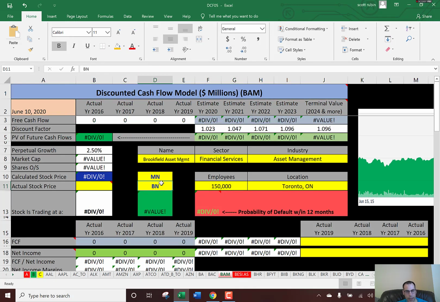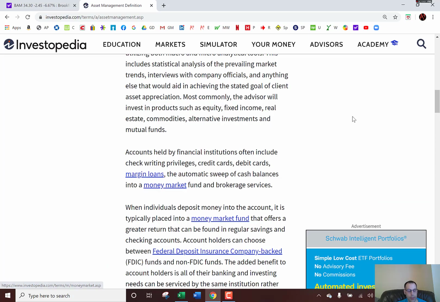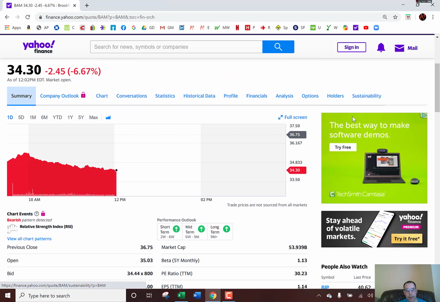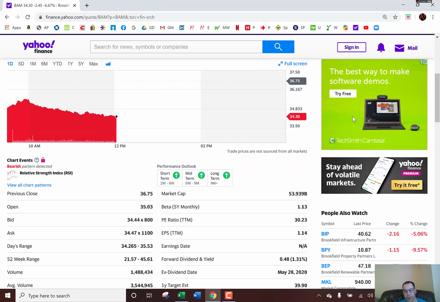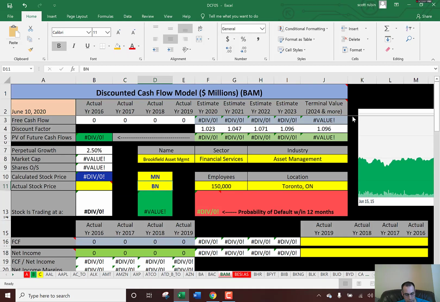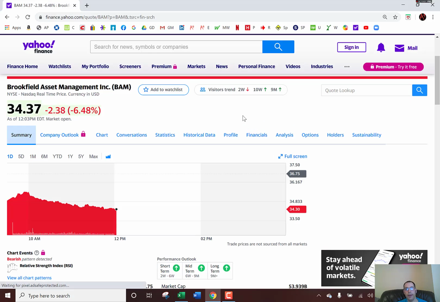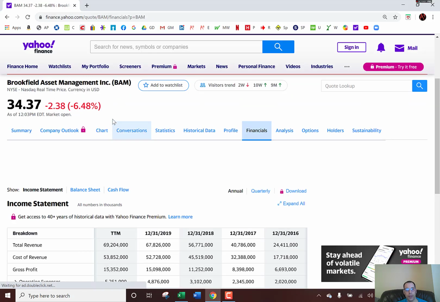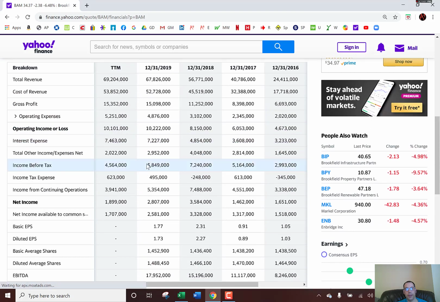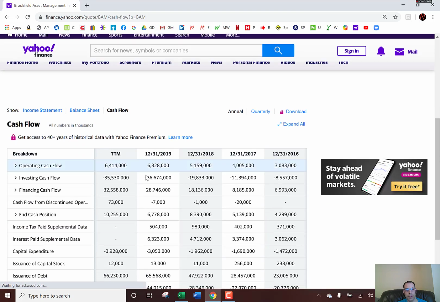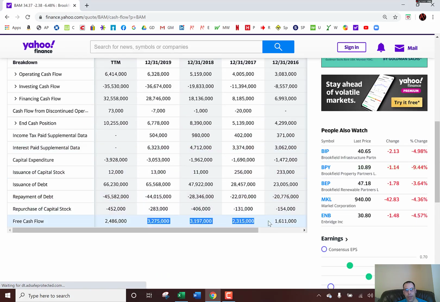So let's start with the model. We need the market cap, $53.9 billion. So it's a decent sized company. Stock price is 34.33. And then we'll enter the financial information. We'll start with cash flows, and the free cash flows for 4 years.